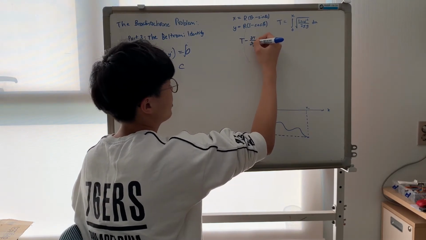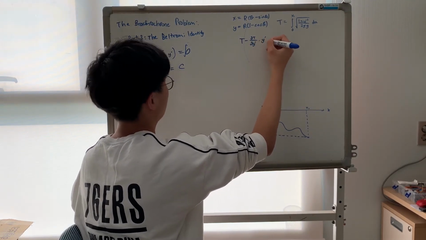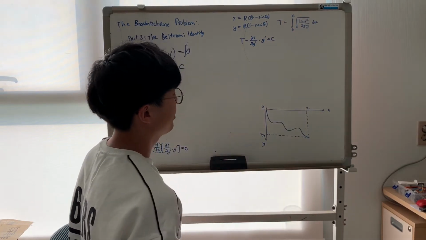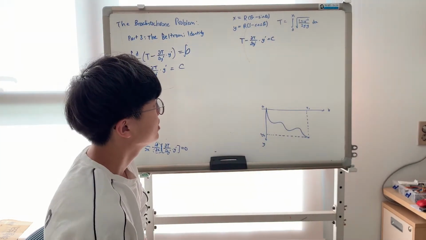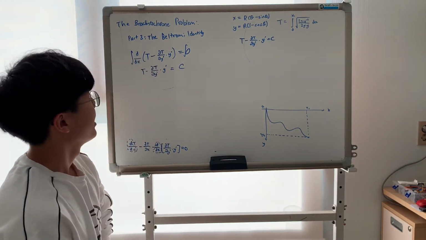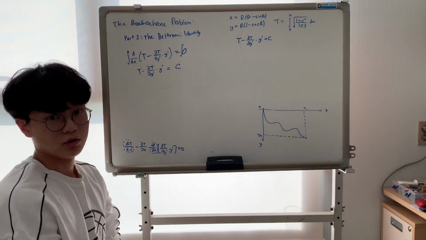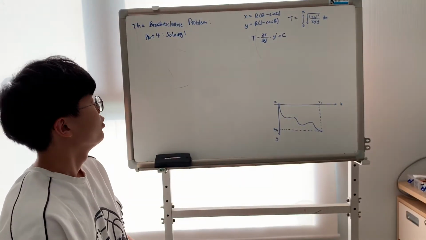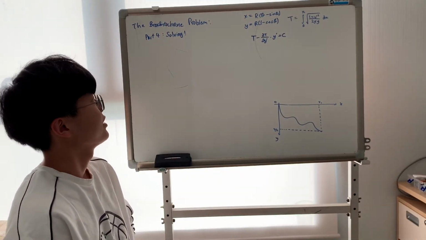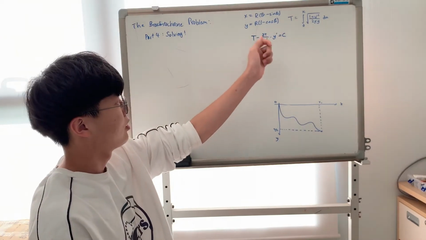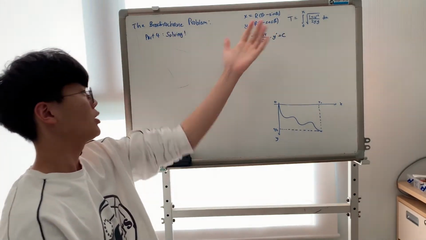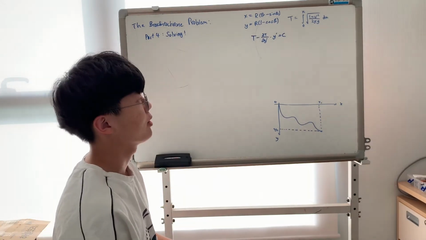And the next part, we're going to use the Beltrami identity and this equation in terms of time, the time function over here, to derive the solution to the Brachistochrone problem. So this is part 4, which is actually solving it now with all these things in. So with part 2 here and part 3 here, now we could use these equations to solve the Brachistochrone problem.